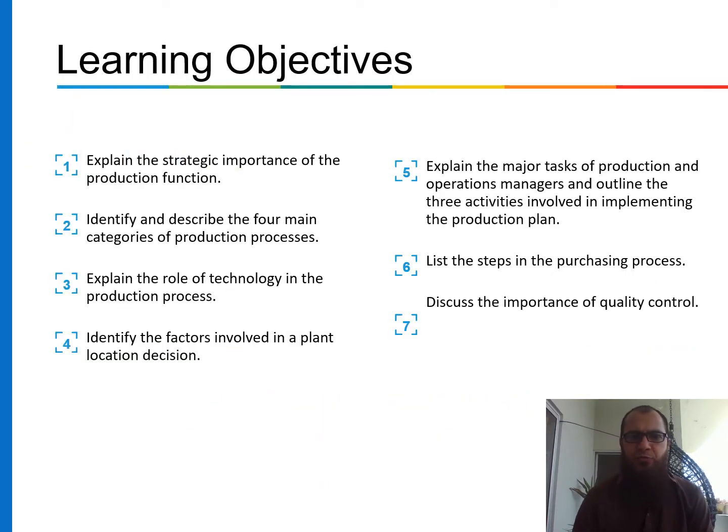Explain the strategic importance of the production function. Number 2, identify and describe the four main categories of production process. Number 3, explain the role of technology in the production process. Number 4, identify the factors involved in a plant location decision. Number 5, explain the major tasks of production and operation managers and outline the three activities involved in implementing the production plan. Number 6, list the steps in the purchasing process, and the last one is discuss the importance of quality control.